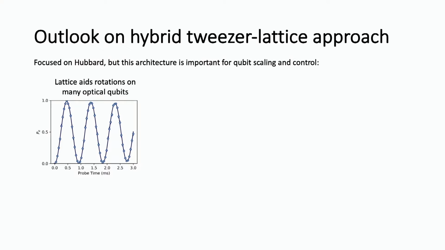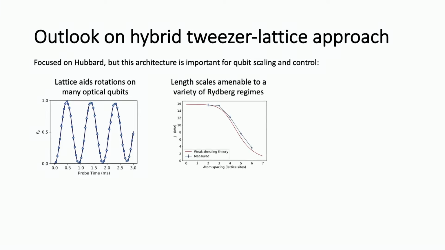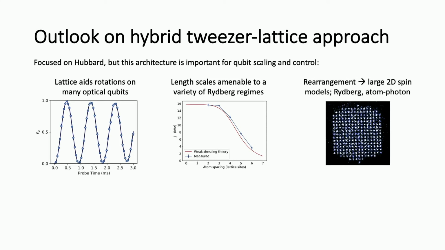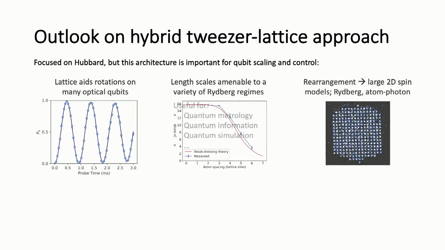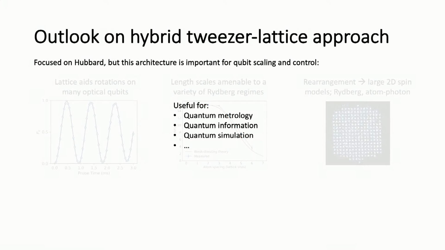And so this lattice potential actually gives us the ability to do that, allowing for rotations like this where we have 99% contrast. Furthermore, the length scales of a lattice allow us to get to things like Rydberg dressed models and Ising models where the interactions extend symmetrically over many atoms. And finally, rearranging over many accessible sites could be useful for large 2D spin models, ranging from Rydberg physics and also things like Anna was talking about yesterday. So again, this could be useful for a lot of stuff.